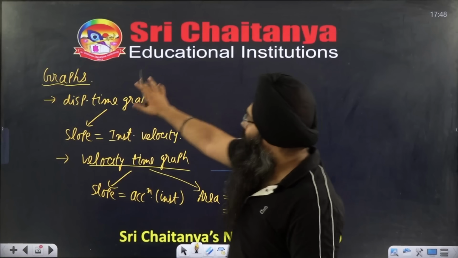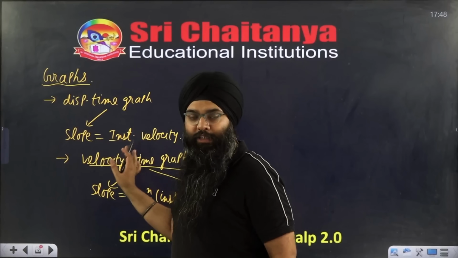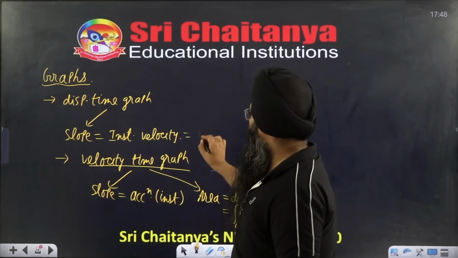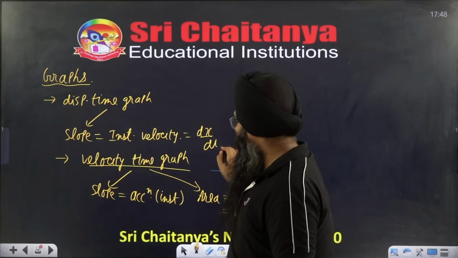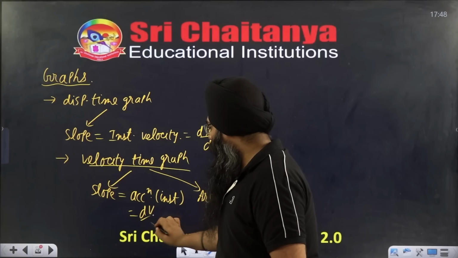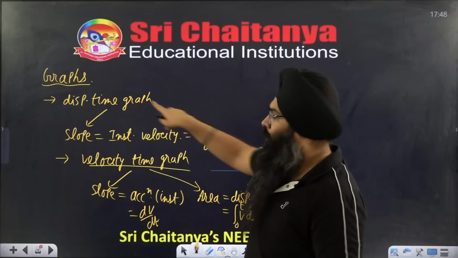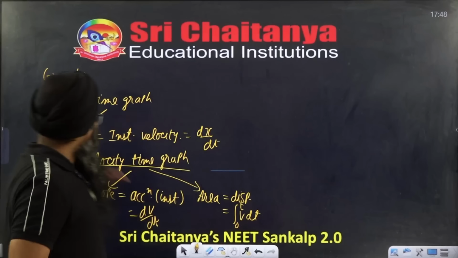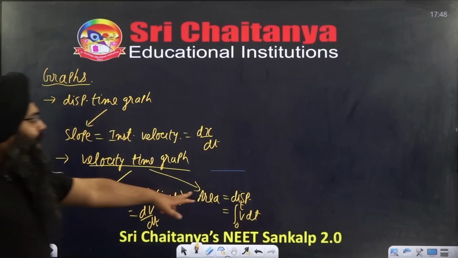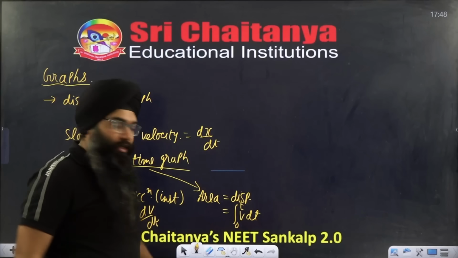In the case of a displacement time graph, the slope will give me instantaneous velocity, because velocity is equal to dx by dt, and we know that acceleration is equal to dv by dt. So for a VT graph, the slope will give me acceleration and the area under the graph will give me displacement.